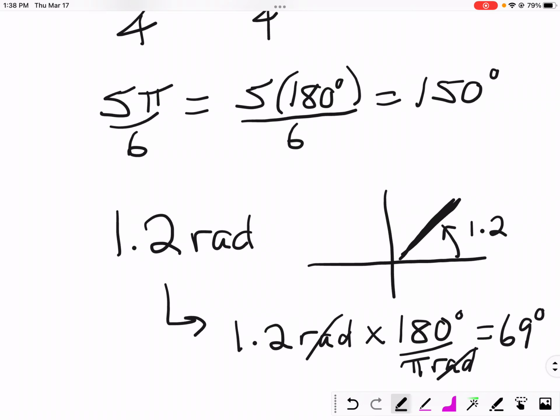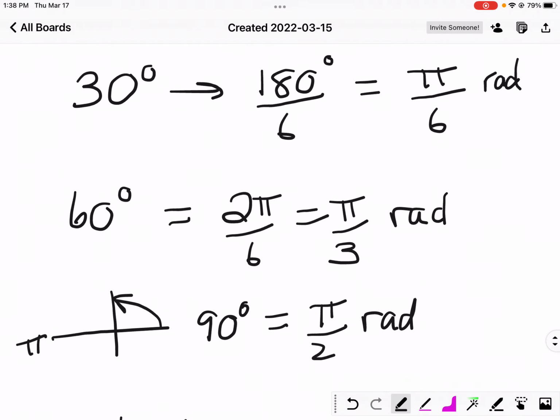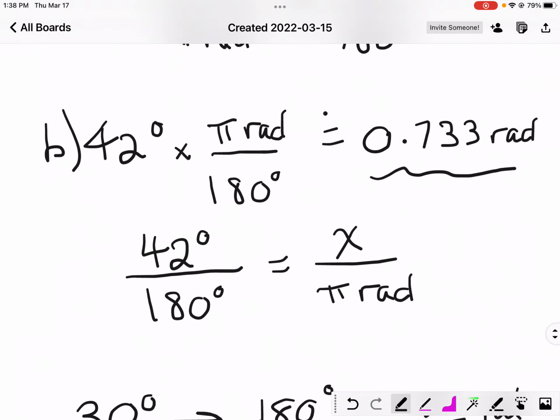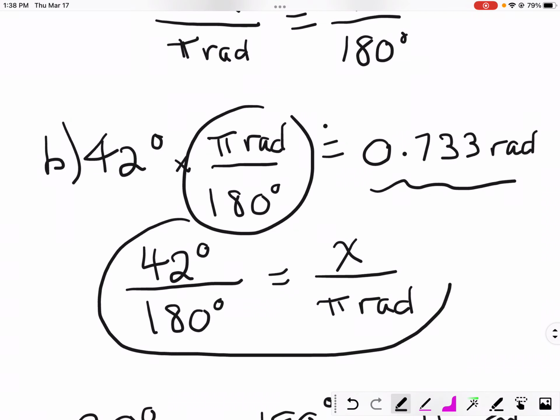Anyway, so we can use our calculator to convert between degrees and radians. We can use dimensional analysis to convert between degrees and radians. So this is the dimensional analysis. Or we can use ratios to convert between degrees and radians. Bottom line is, there are lots of ways of doing it. Make sure you can do it.